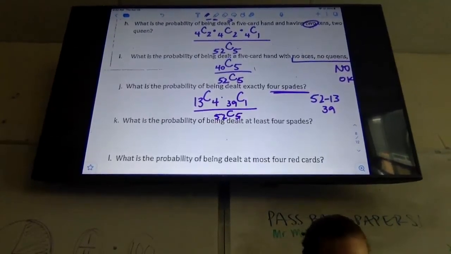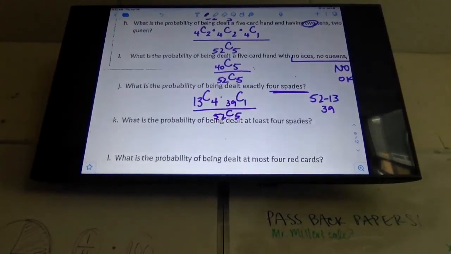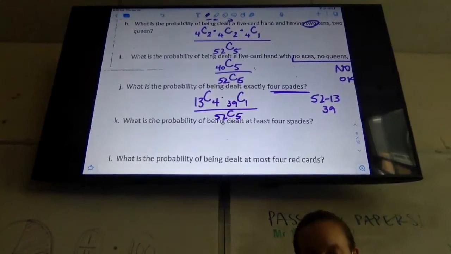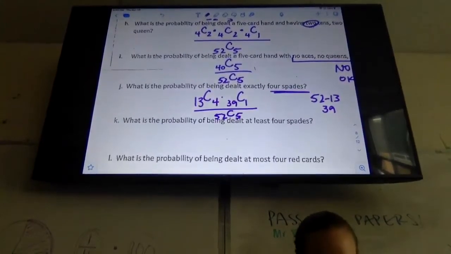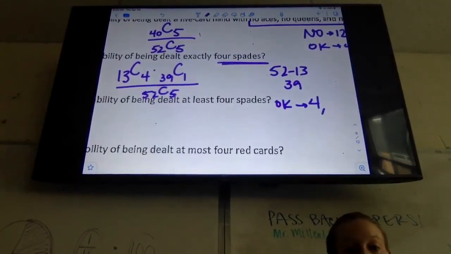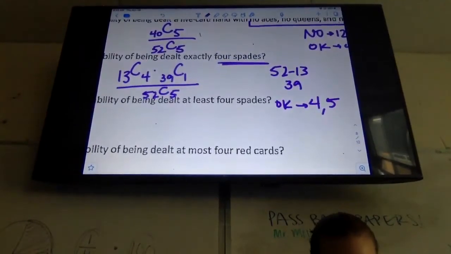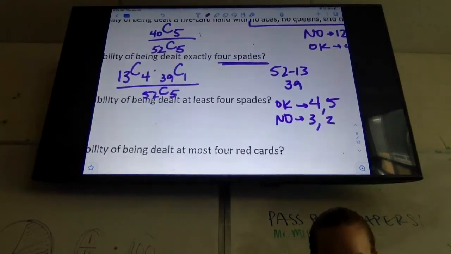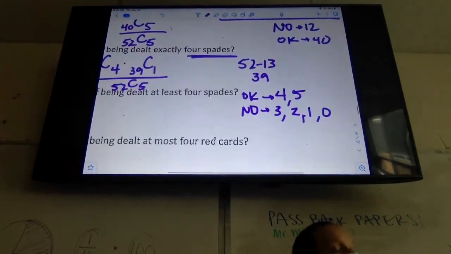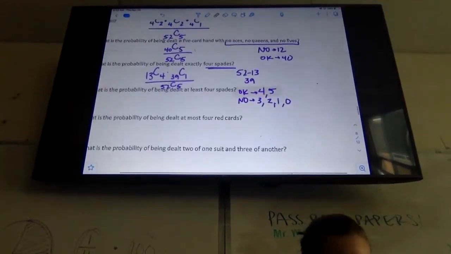All right, let's look at letter K. It says, what's the probability of being dealt at least 4 spades? Okay, so we have to figure out what is okay and what is not okay. What do I want? 4 spades. What else is okay? 5 spades. That's it. What's not okay? 3 spades or even 0. So I'm going to focus on what's okay. I'm going to have 2 hands kind of in my numerator.